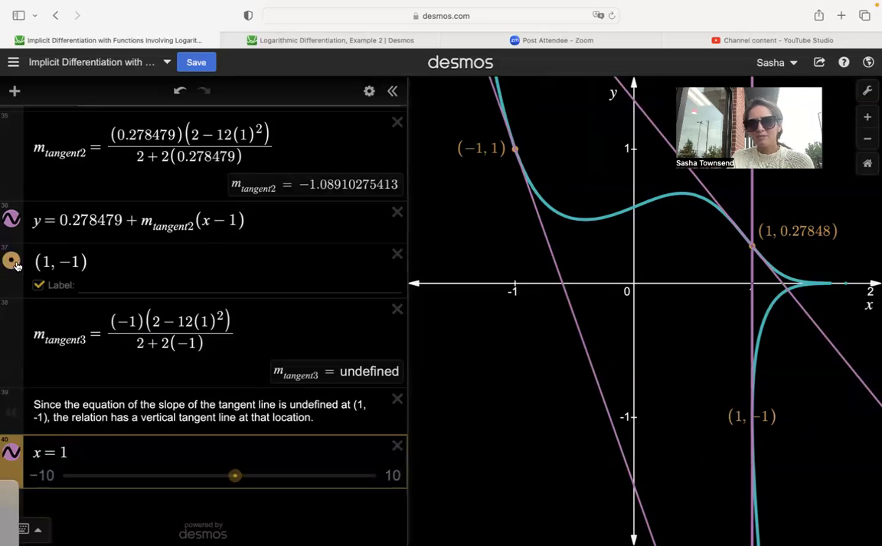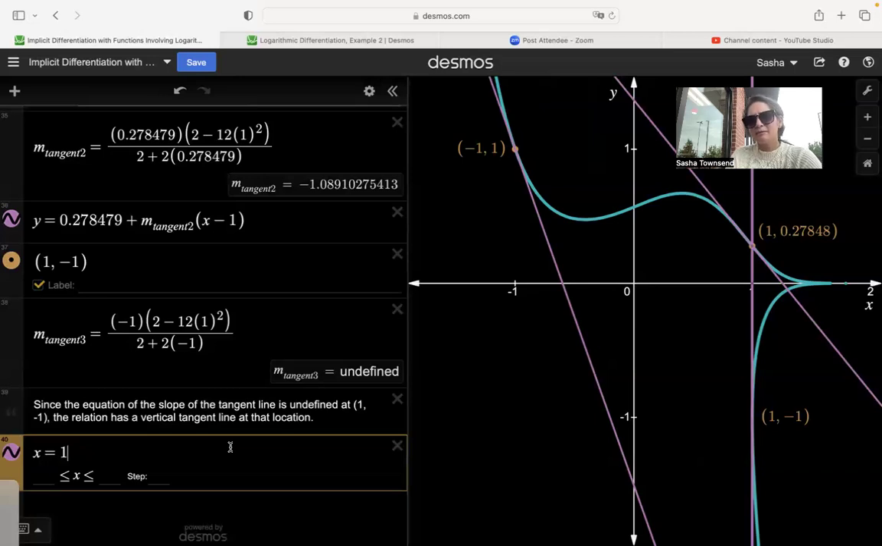And I don't know why it's having trouble plotting that point at (1, -1). It's not giving me the little dot like I want it to. I really want it to show me that dot there, but it just keeps disappearing. But this tangent line is tangent to the curve at that location, and this tangent line is tangent to the curve at that location. So that's how we do that.